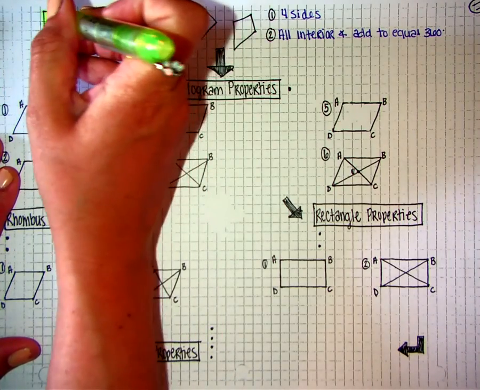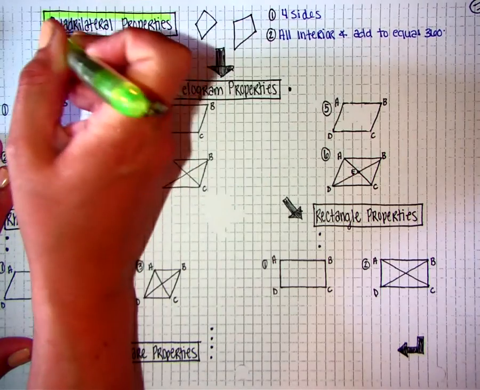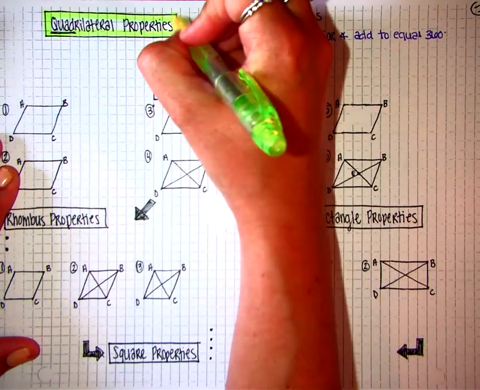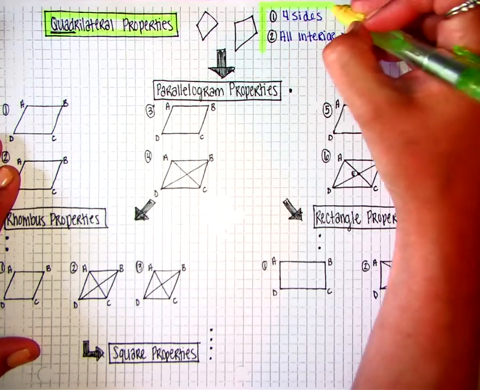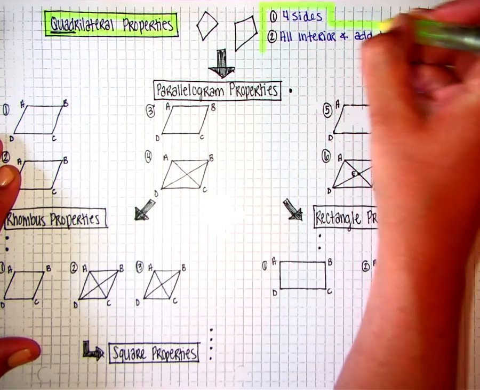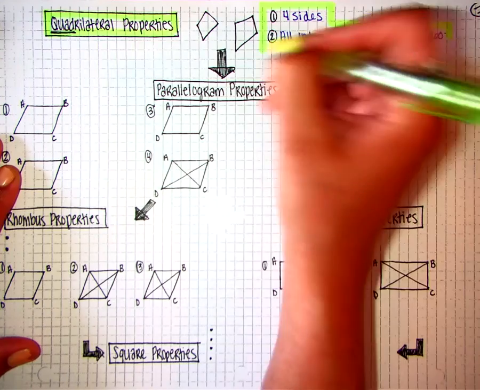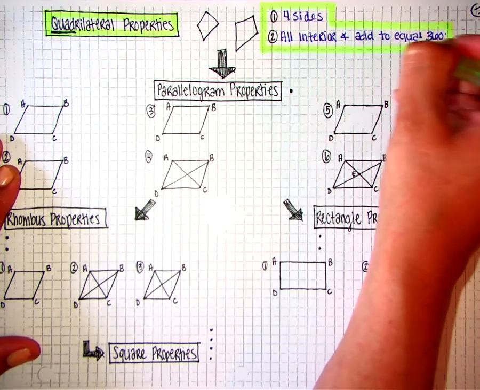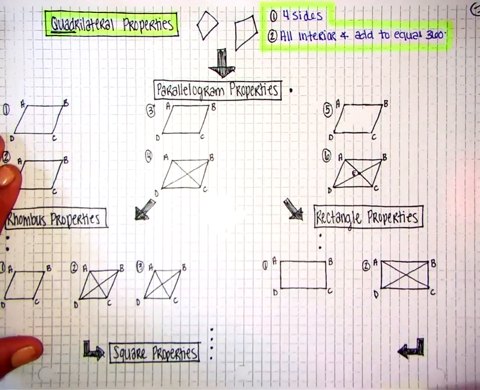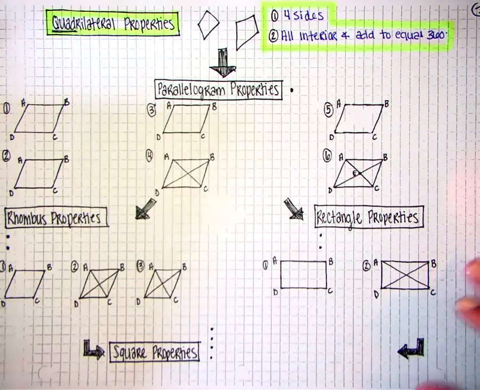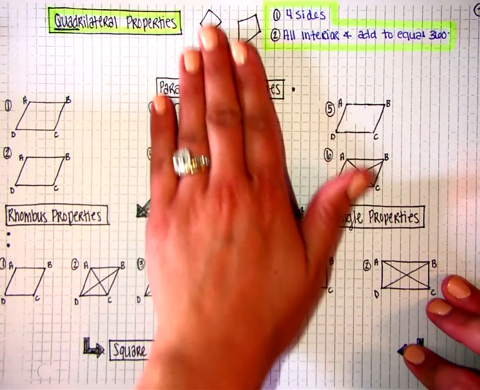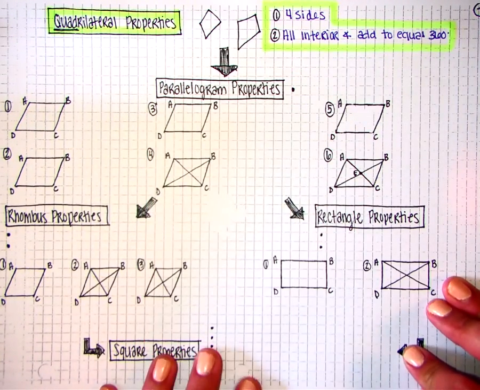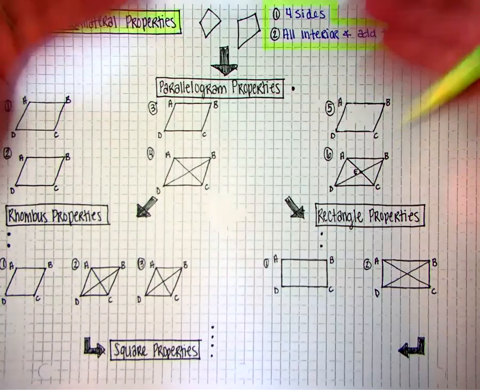So the quadrilateral properties, there are two. Quadrilaterals have four sides, and all of the interior angles add up to 360. That's it. There's nothing else special about quadrilaterals. Now, this is a flowchart. So just like in English class, if you follow a flowchart, all a flowchart does is it takes properties and flows them down into other properties. It kind of trickles down.